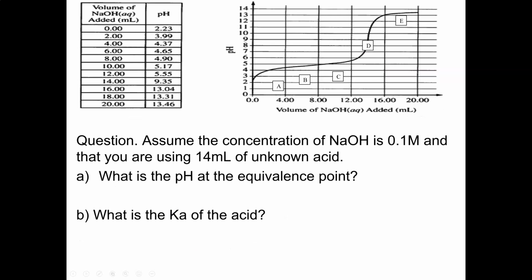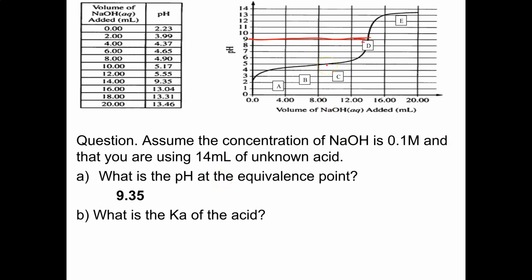All right, so assume the concentration of NaOH is 0.1 molar, and that you are using 14 milliliters of unknown acid. What is the pH of the equivalence point? 9.35. All you have to do is just go here, go across, somewhere around here, to get the value. You get an exact number, but for this one, just use the graphical interface and figure it out through there.